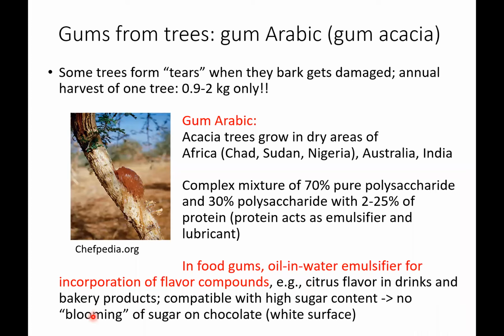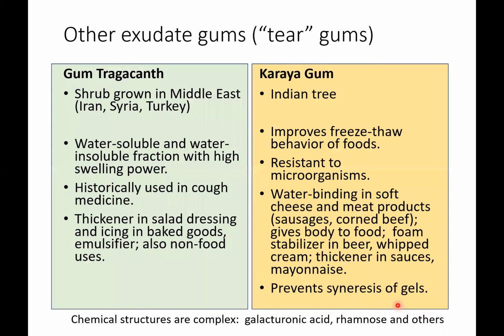They prevent the blooming of sugar on chocolate. That means if chocolate has been sitting for a while, it's a little bit old, it usually shows a white coating or a little white surface, and you can prevent it with gum acacia.